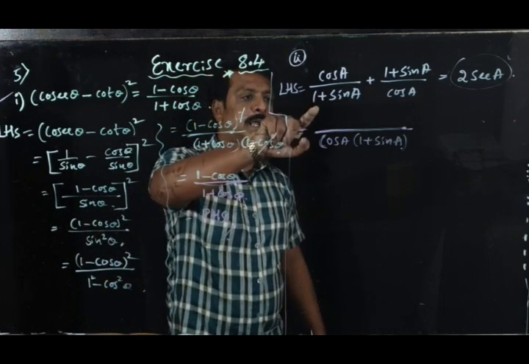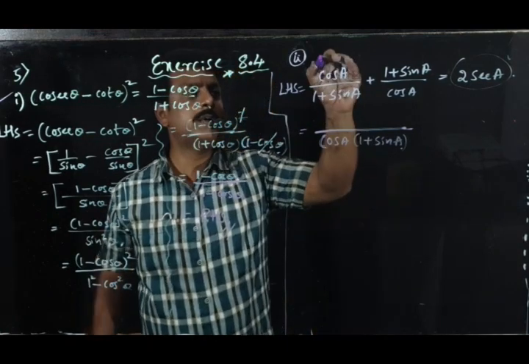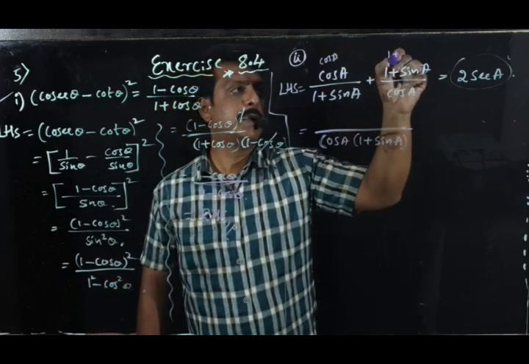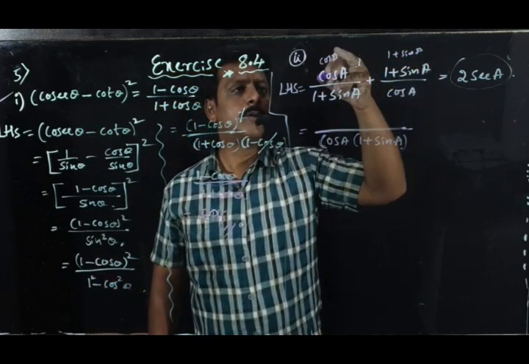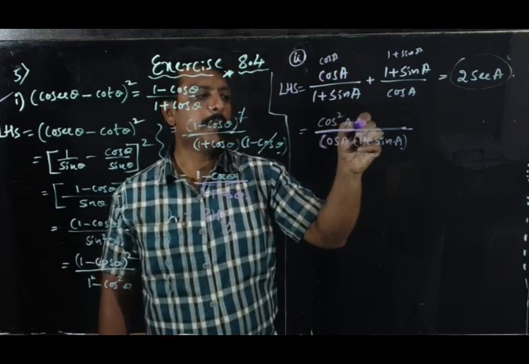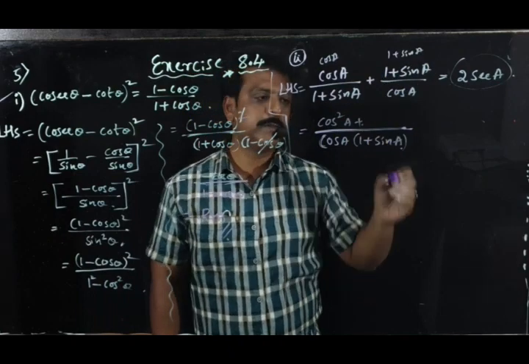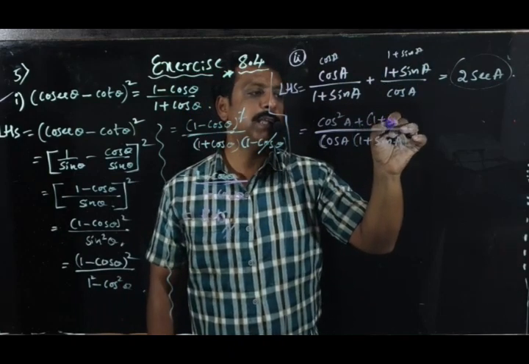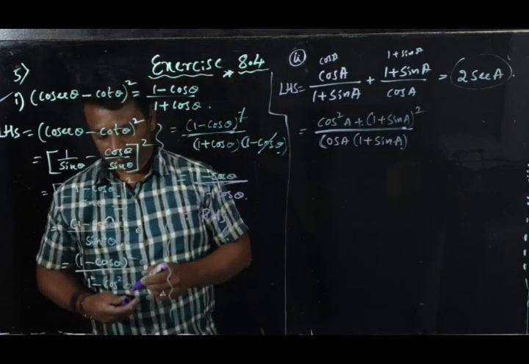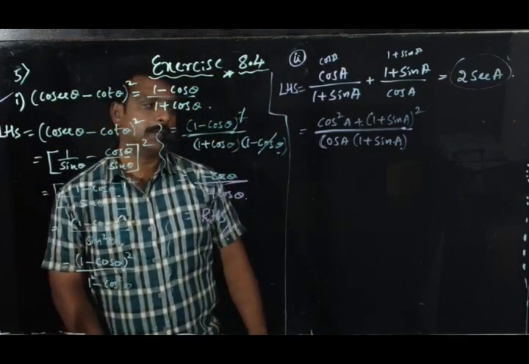Then 1 plus sin A into 1 plus sin A. What will you get? Cos A into cos A: cos square A, plus (1 plus sin A)(1 plus sin A), which is 1 plus sin A whole square. Right? Now, what to do, sir?